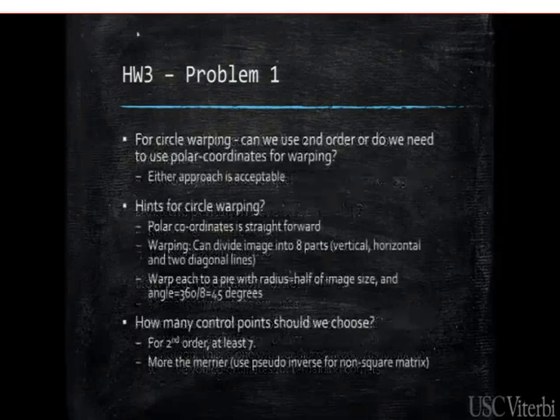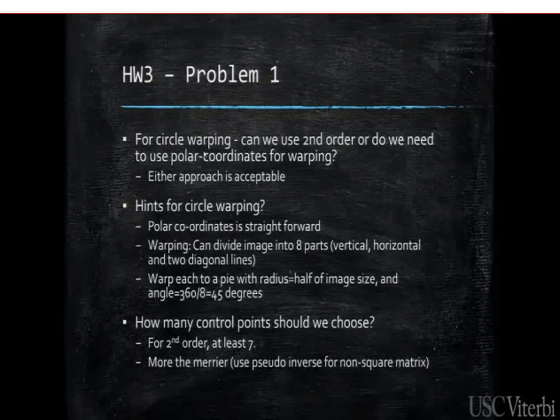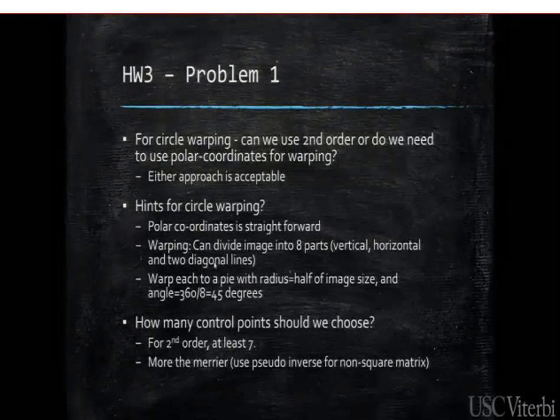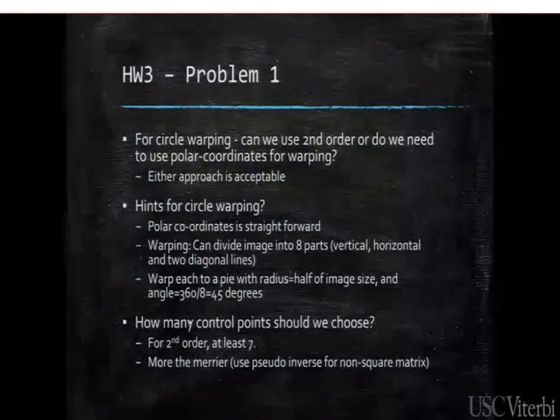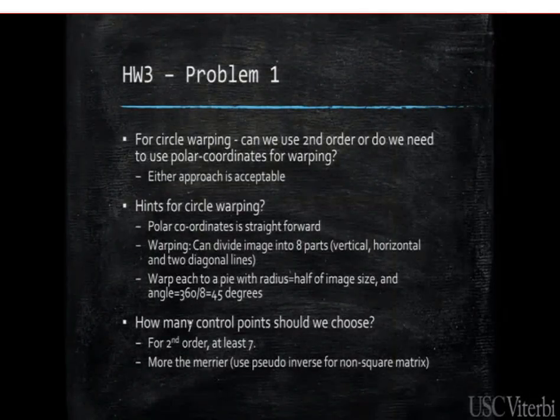For the circle, you can use polar coordinates or you can use a warping function. Either is fine. Discuss your approach. Suppose you want to do warping, then you can divide your squared image into 8 regions by the vertical, horizontal, and the 2 diagonals. And you can use each one to map to a pie with 45 degrees of angle between it, right?